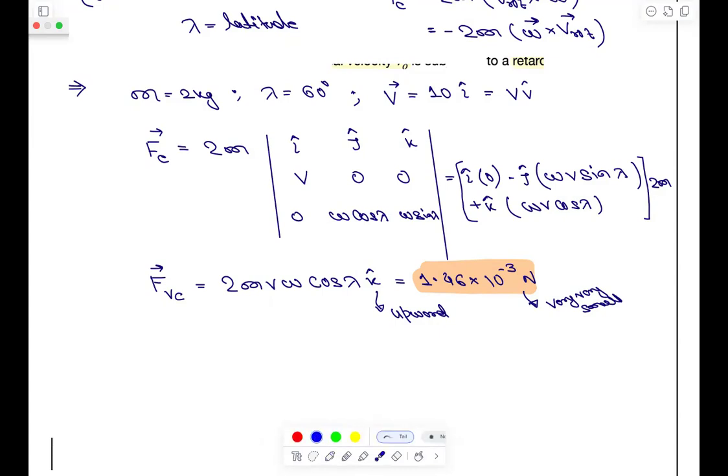You can understand this vertically by comparing it with the gravitational force. 2 kg means 2g, that means gravity is applying a force of 20 Newton. And this one is, let's say, 2 times 10 to the power minus 3. So how much bigger is gravity? 10,000 times more. That means this Coriolis force is 10,000 times smaller than gravity. That means it's a very small, negligible force, right?